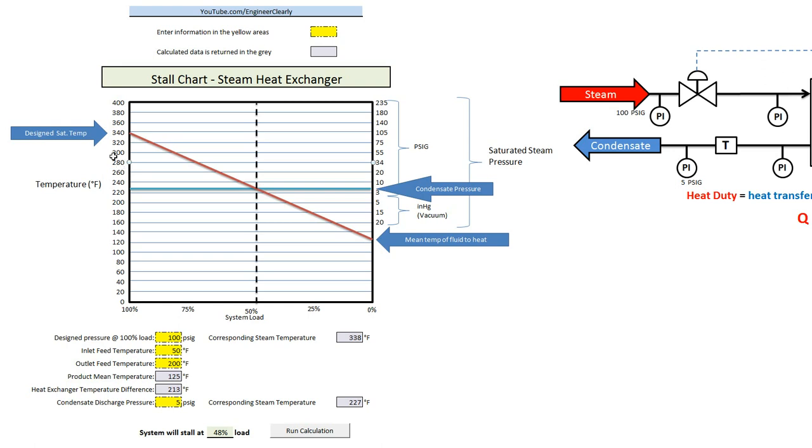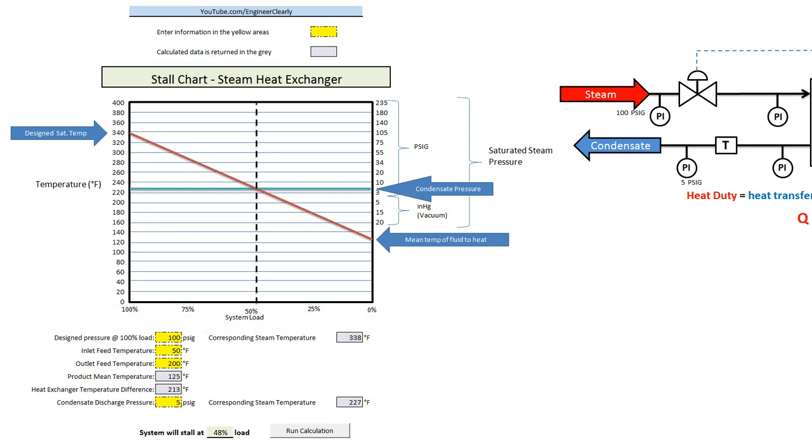So the system is designed to run at 100 PSIG when you're at 100% load. That correlates to 338 degrees Fahrenheit, right there. This is the temperature of the steam. So your steam temperature is right here as you decrease your load. So basically when you go across the graph, you have this part right down here. This is your system load. So right here is 100%. So when you're at 100%, you need your steam to be at 338 degrees Fahrenheit.